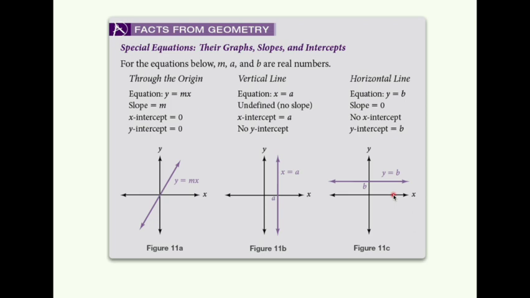So that's a special case of the special case. The y-intercept is going to be whatever point here that it crosses through on the y-axis. And our equation is going to be y equals b, because no matter where we are on that line, the y value is always going to be that constant, and the x value is going to be what's changed.